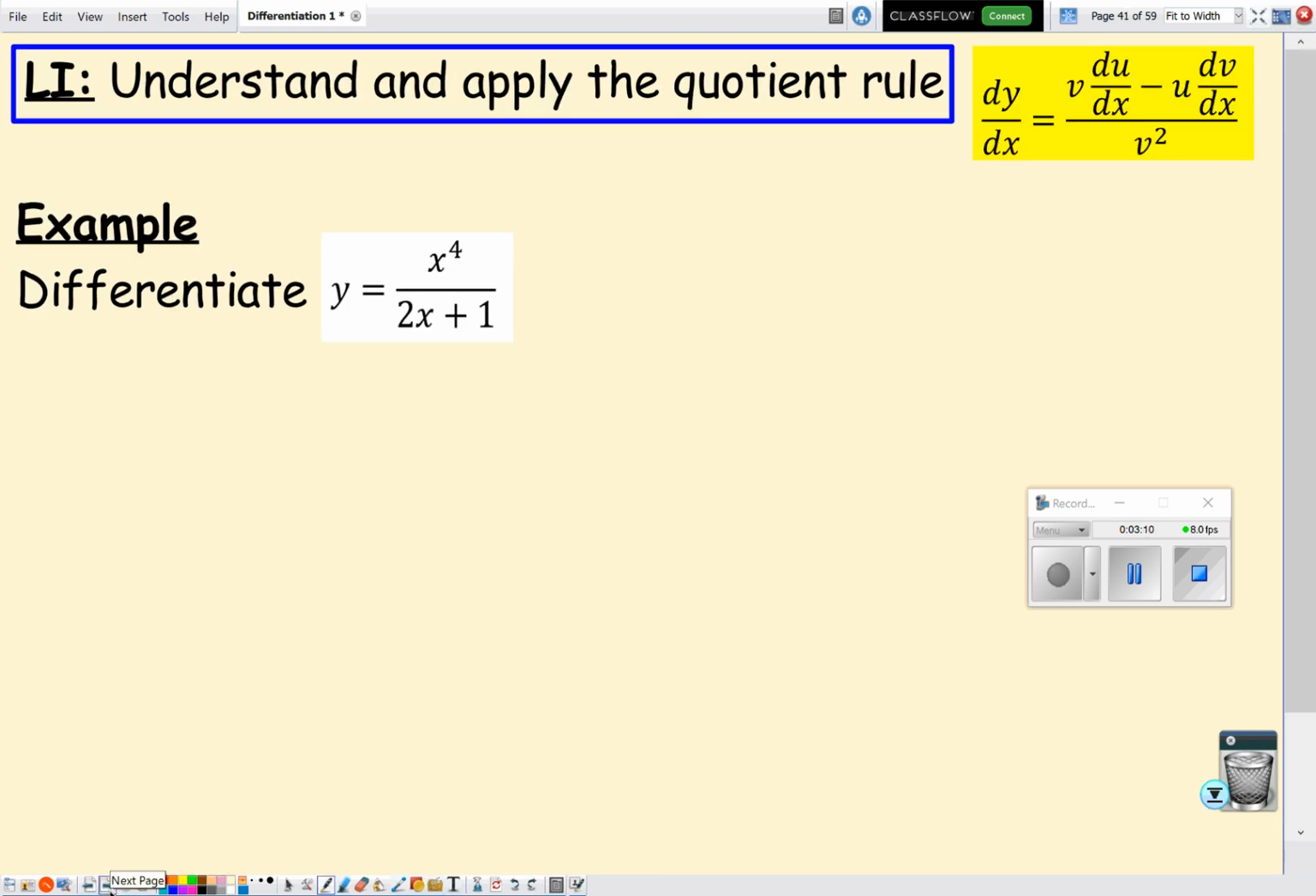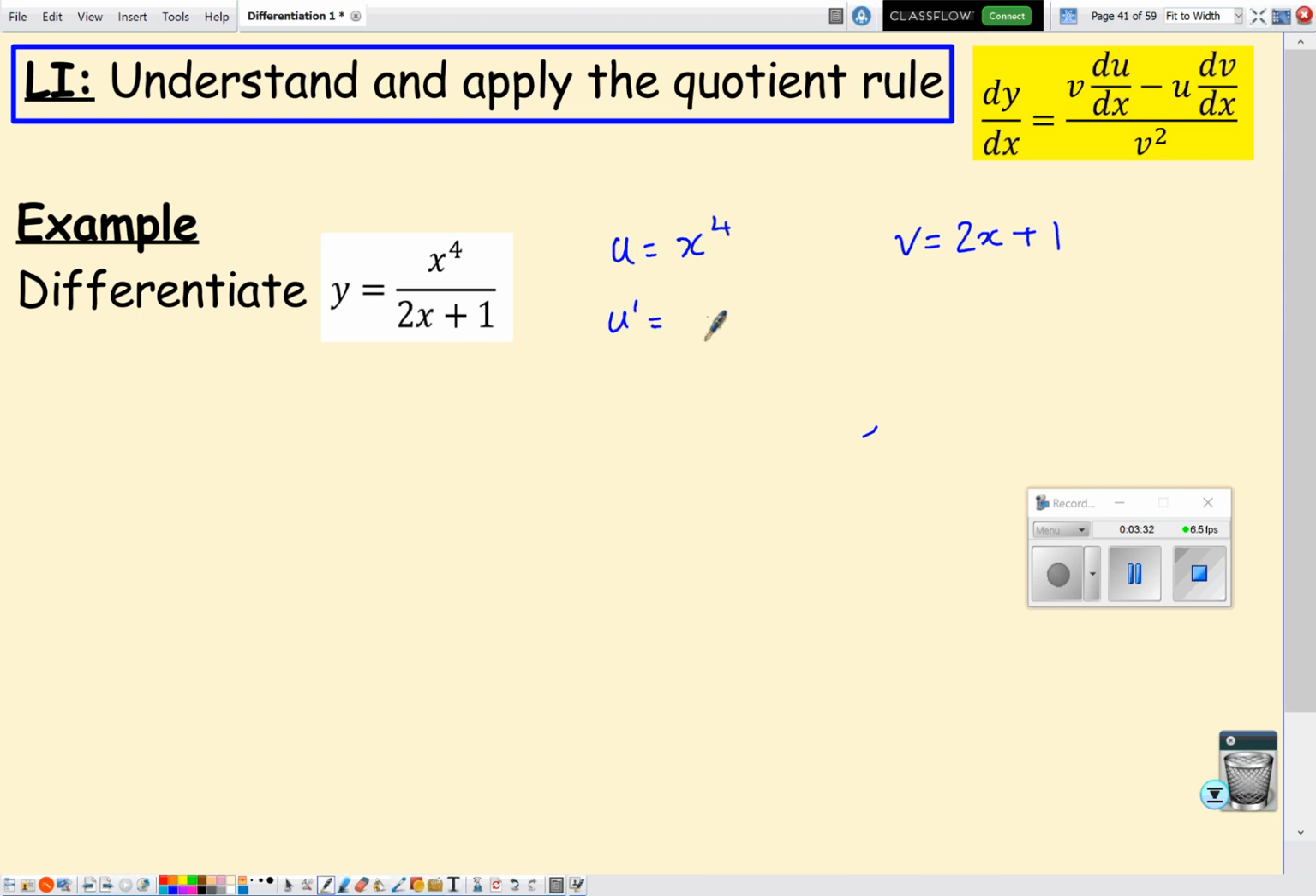Let's maybe look at an example. We've got: differentiate y equals x to the power 4 over 2x plus 1. So there's our two functions of x. u is equal to x to the power 4. v is equal to 2x plus 1. And that is the start of our preparing the process by listing all 4 parts.